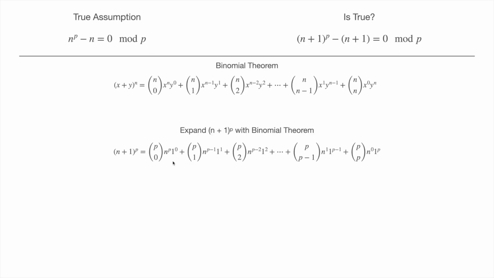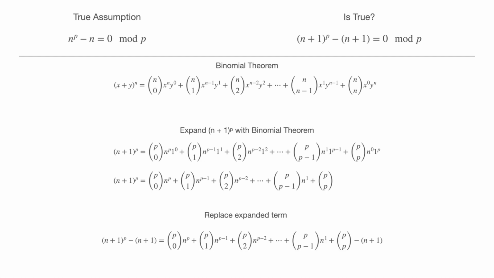Here we know that 1 to any power is going to be 1, and if this is a multiplier, we can simplify these terms by removing the 1 multipliers in those expressions. Then it's going to be more simplified. So we found the simplified version of n plus 1 to the power of p. Let's put this expansion into the main term in Fermat's little theorem, and that's why I'm going to add minus n plus 1 on the right hand side.